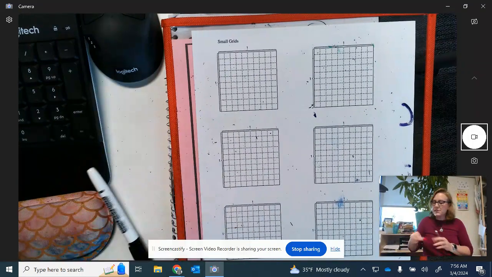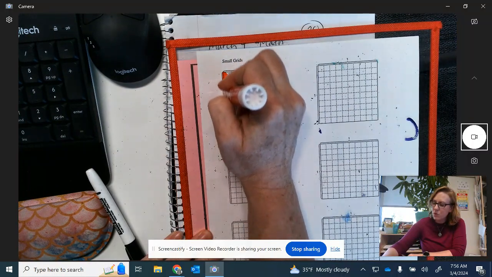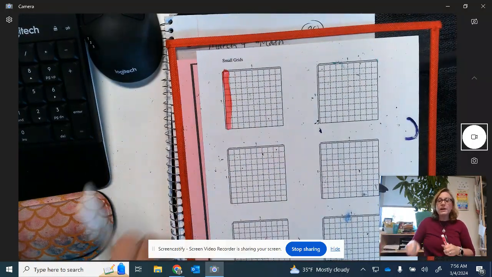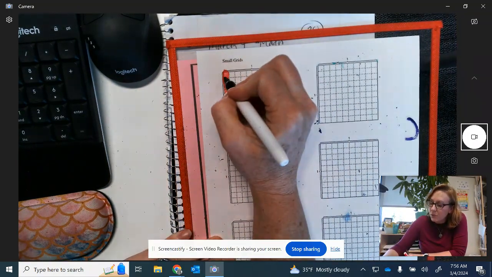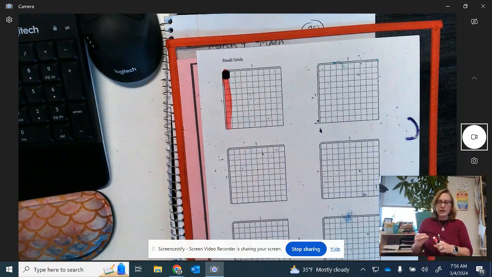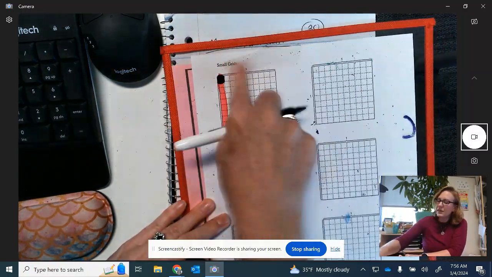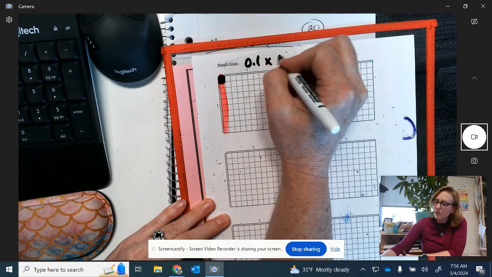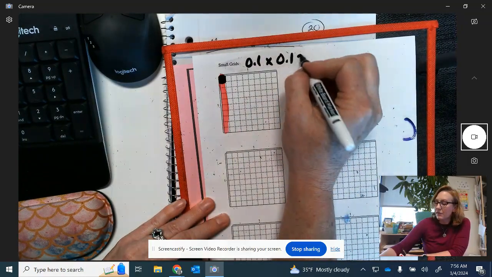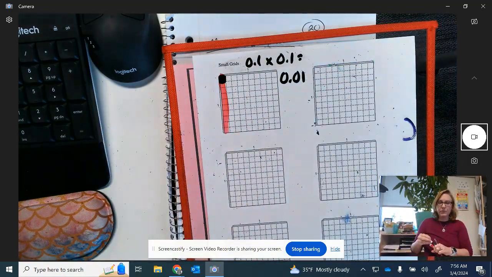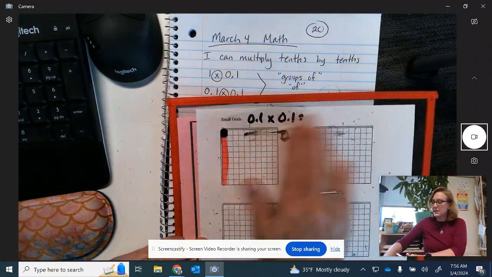Okay, so let's think about this. Here we have one whole, and we're going to color in 1/10. So there's 1/10. And now we want 1/10 of 1/10. Oops, wrote it wrong. You have to let it dry first. 1/10 of 1/10. So you had 1/10, and now we take one of the pieces. So what do we have? We have 1/100th. Okay, so I want you to be thinking about that with our next lesson here.